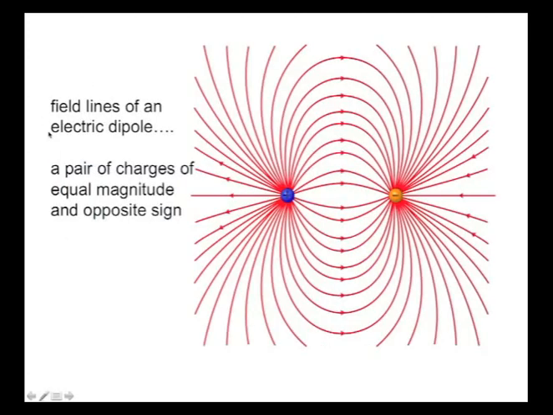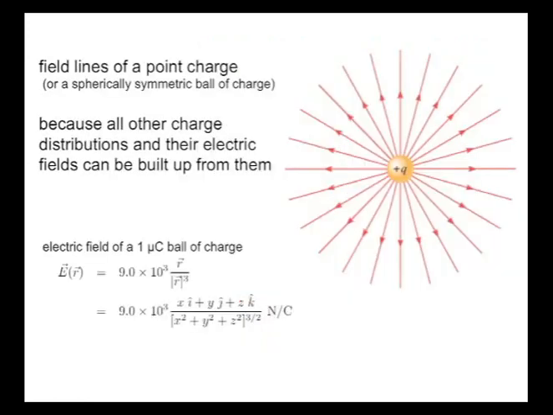Another important field is the field of the electric dipole, a pair of charges of equal magnitude and opposite sign. The most basic field of all is that of a point charge or a spherically symmetric ball of charge. It's important because all other charge distributions and their electric fields can be built up from them. To remind you again, the field lines are not the same thing as the field. The equation for the electric field of this charge distribution is given here.